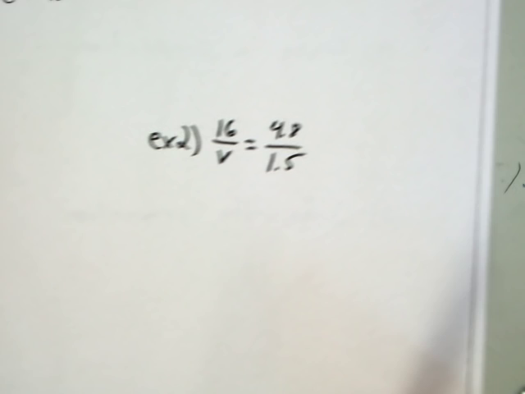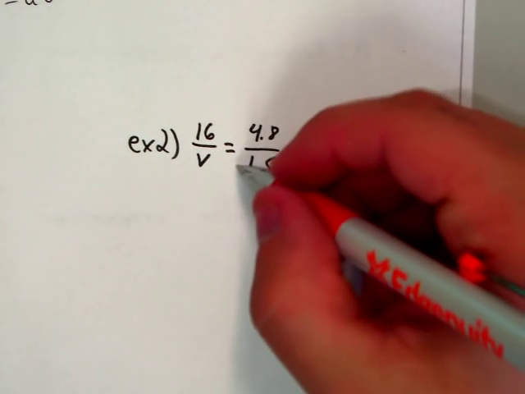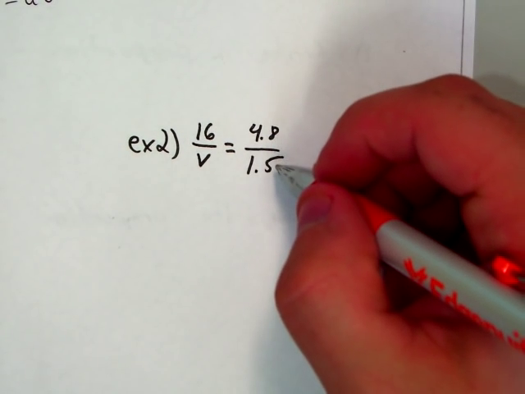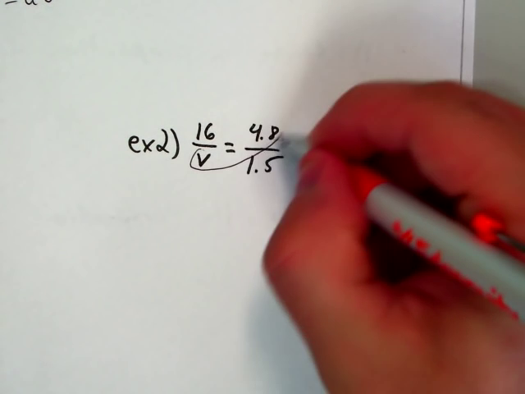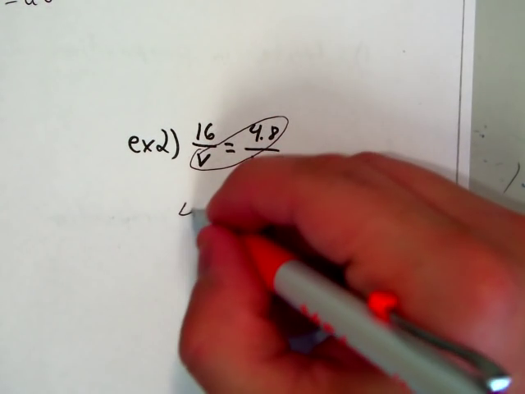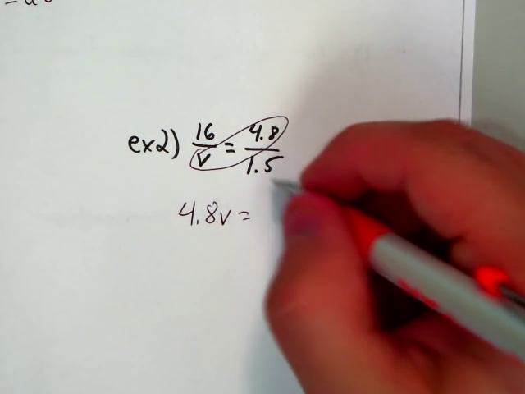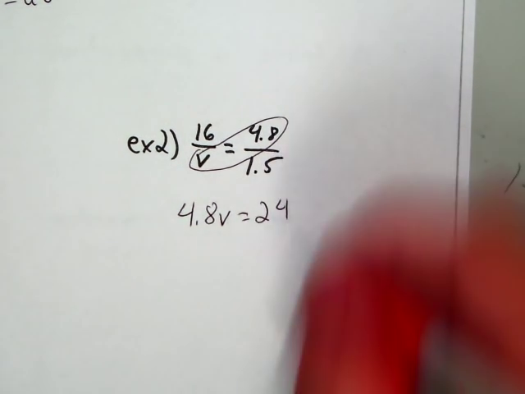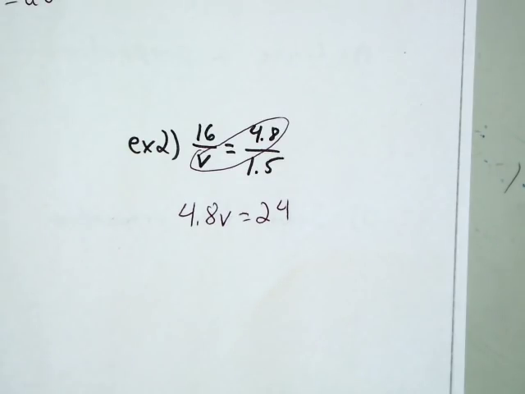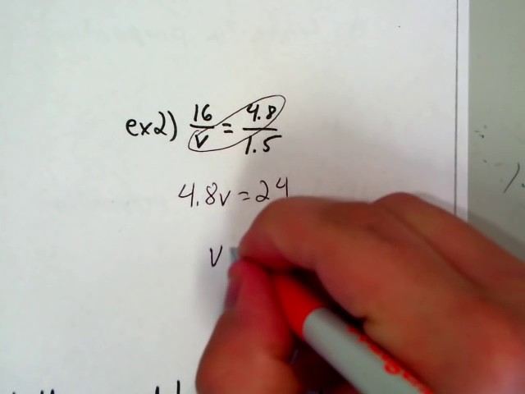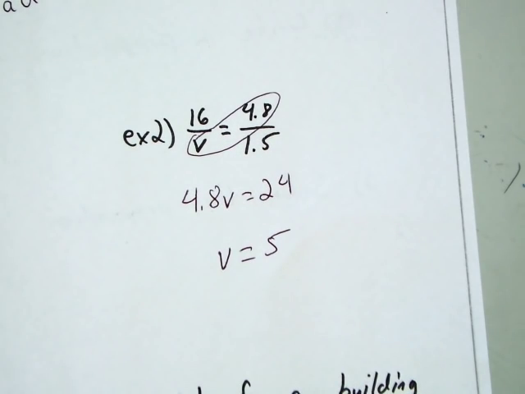In example 2, I have 16 over V equals 4.8 over 1.5. So again, I'm going to use cross product. So I have 4.8 times V, and 16 times 1.5 is 24. If I do 24 divided by 4.8, I get V equals 5.